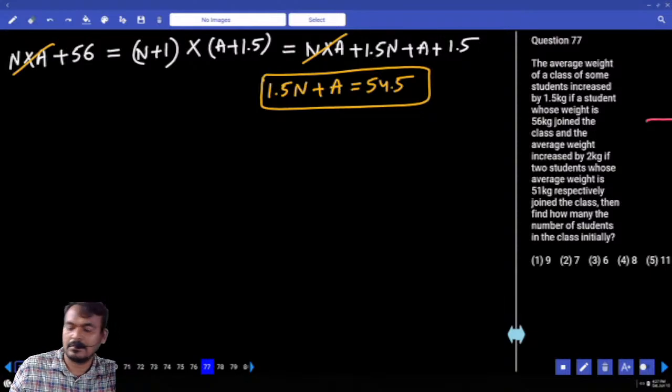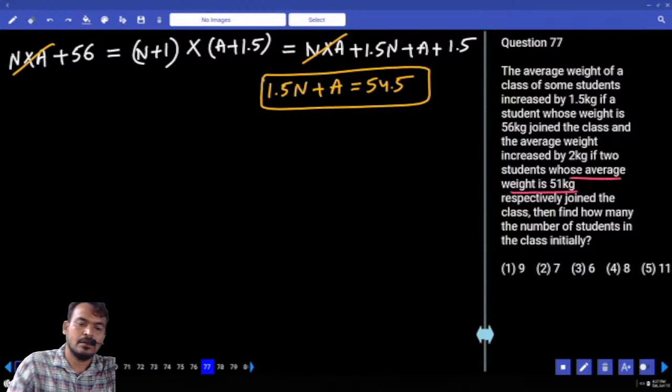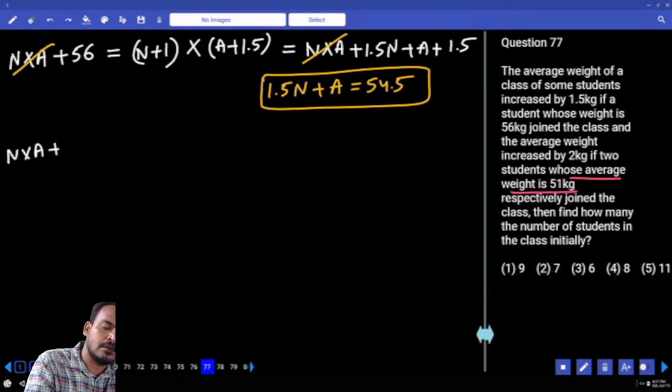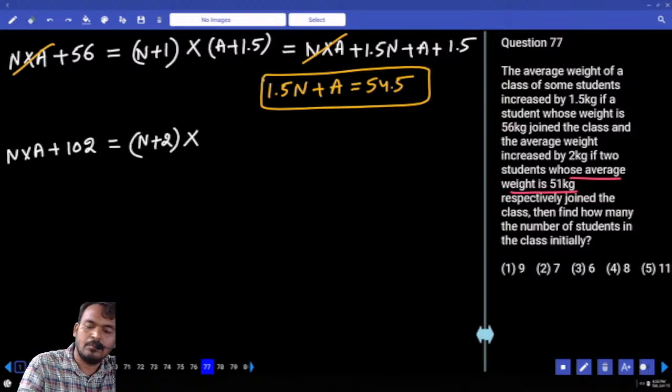Next, what is the second case? The second time, how many persons joined? 2 persons. Whose average is given as how much? 51. Initial students are how much? N members, whose average is a. But how many persons joined? 2 persons. What is the 2 persons' average? 51. What is the 2 persons' sum? 102. After adding, it will be the sum of how many persons? N plus 2. N plus 2 persons' sum means n plus 2 into, but the average increased by how many kgs? 2 kgs. Then we write a plus 2.